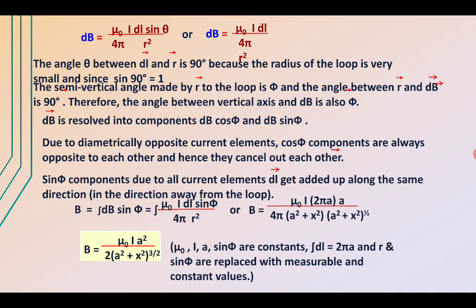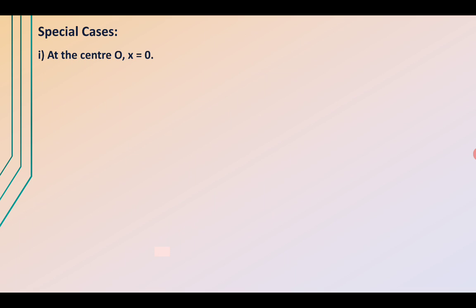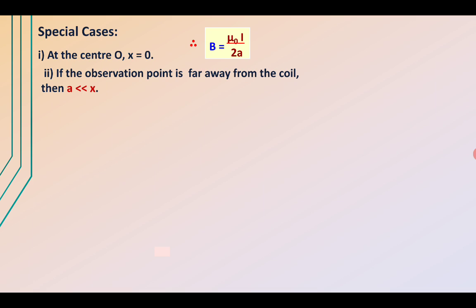Now we are going to discuss the special cases for this circular current loop. First case is at the center of the current loop. We know that x will be 0, and we are going to have B is equal to mu naught I upon 2a. If the observation point is very far from the coil, in that case a will be very much less than x, and the net field will be B is equal to mu naught I a square upon 2 x cube, with a replaced by x in the denominator.